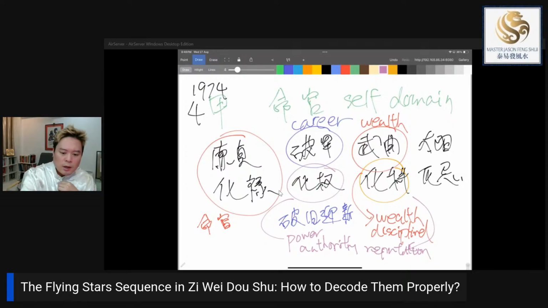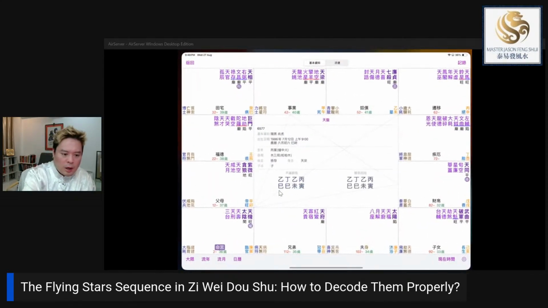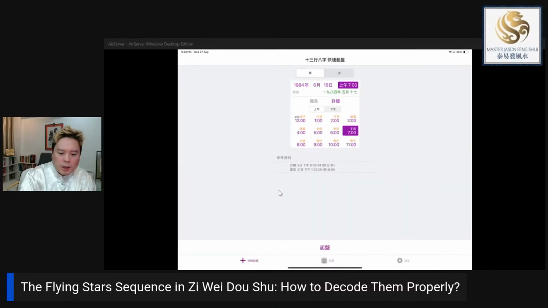And let's say this Taiyang is found within that person's parents' domain. Taiyang, when it's found within the parents' domain, represents the father. So when it's being paired with Huaji, it could mean that the relationship with the father is negative. And that's how we can use the flying star to understand the characteristics of a particular chart. So I will just quickly plot a chart that is related.